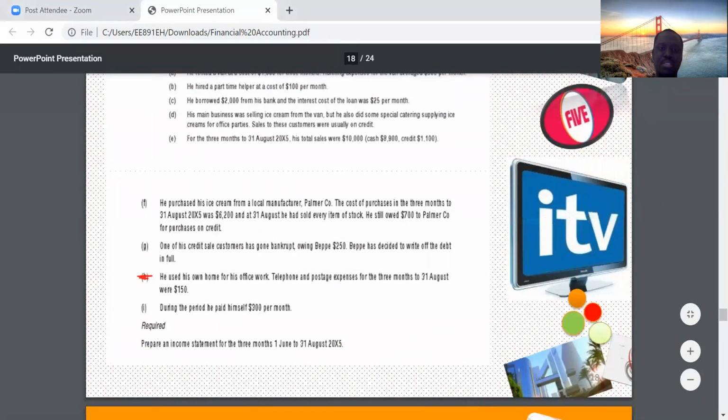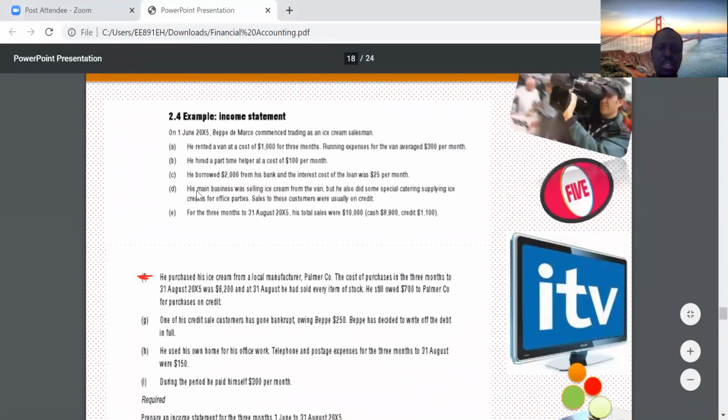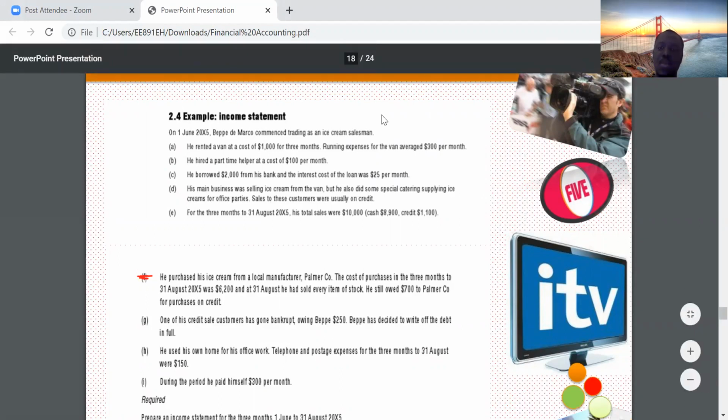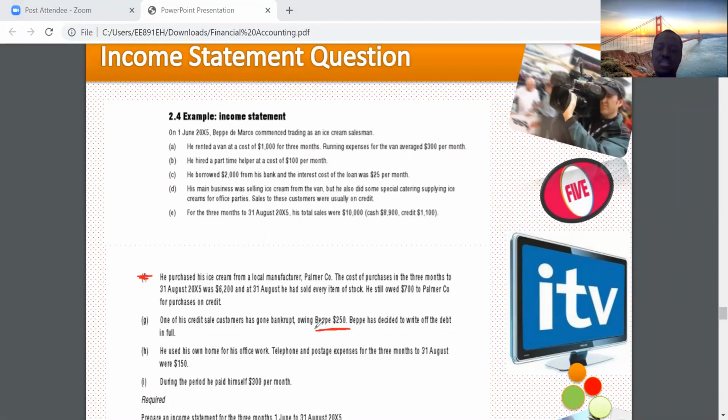So you go here, it says what? His main business was, okay, there's really no information in that. If you go to G, it says one of his credit sale customers has gone bankrupt, owing Beppe $250. He has decided to write off this debt. So bad debt written off. If you write off a bad debt, it's an expense. Very, very important. So you have $250.